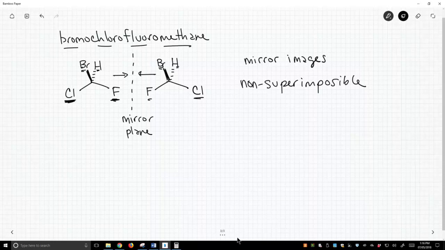As it turns out, when people say things are non-superimposable, what they really mean is they are not the same. So if you want to tell if molecules are the same or not, try to superimpose them. If you can't make them superimpose, they are not the same, i.e. they are not superimposable. As it turns out, mirror images that are not superimposable are a type of stereoisomer.